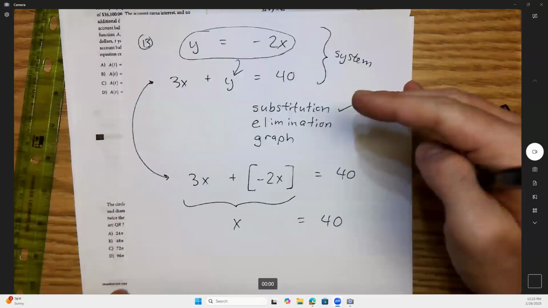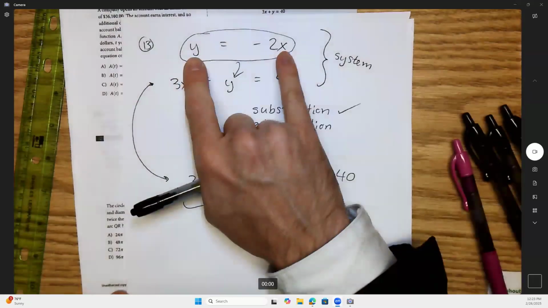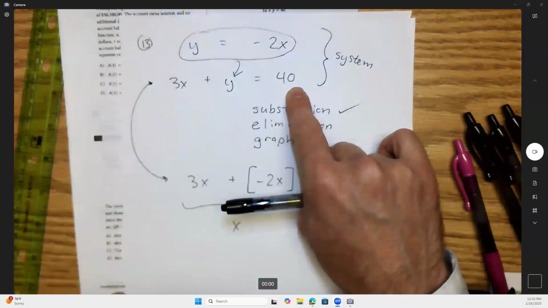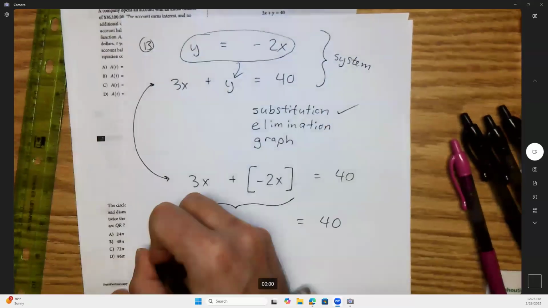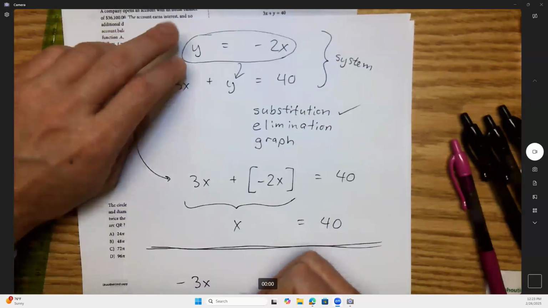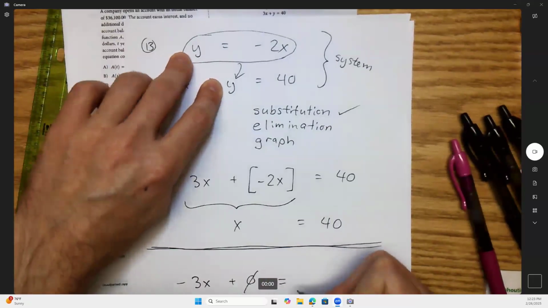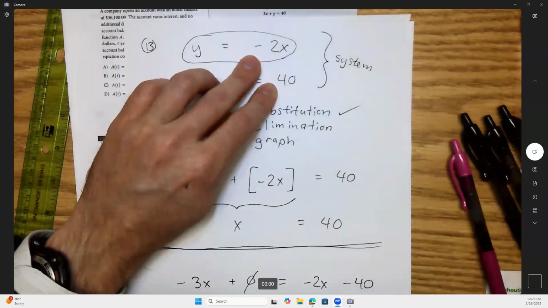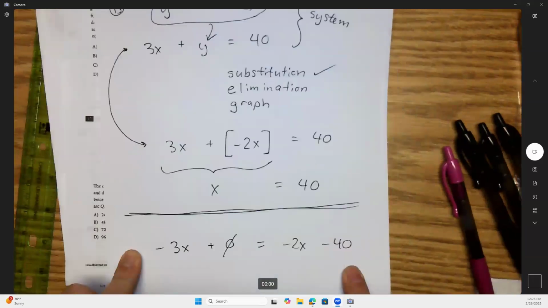Now, elimination, can I subtract one equation from the other equation? Okay, let's do that. If I start with y equals negative 2x, and I subtract off the entire next equation, do you see what I'm doing? I have negative 3x. So here's the elimination method. I'll get negative 3x. Then y minus y is 0. That goes away. And then I have negative 2x minus 40. If I take the top equation and subtract the bottom equation, I get this expression right here. Is that okay?